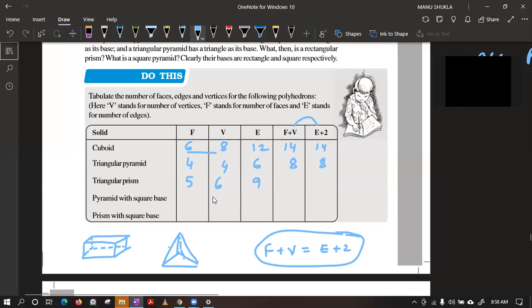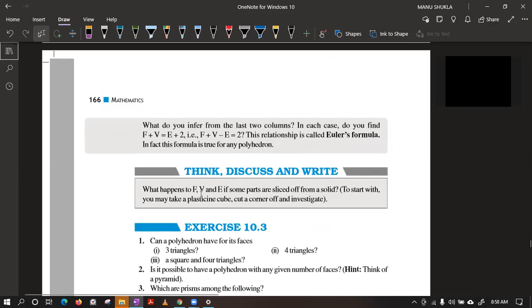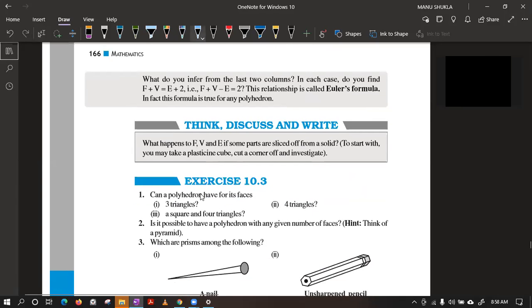Now please check, f plus v is coming out as 11 and e plus 2 is coming as 11. So we are absolutely correct. Now the remaining two parts you can try on your own as your homework today. Okay. Now, so we have got this relation, which is known as Euler's formula.